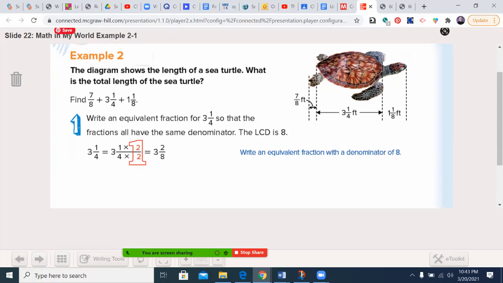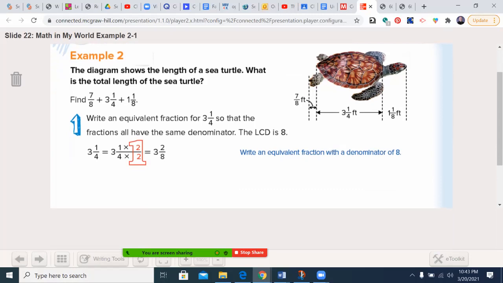Here's an example. The diagram shows the length of a sea turtle. What is the total length of the sea turtle? So we had 7/8 of a foot, 3 1/4 feet, and 1 1/8 feet. Write an equivalent fraction for 3 1/4, so the fractions have the same denominators.